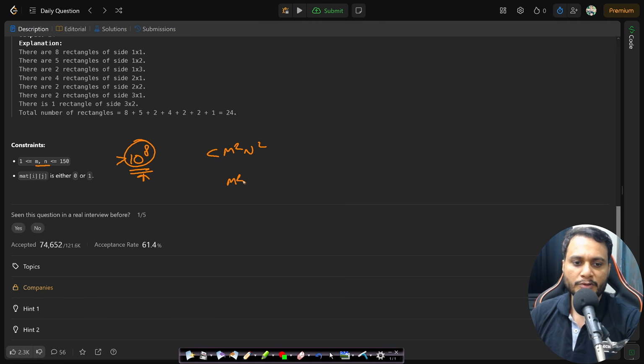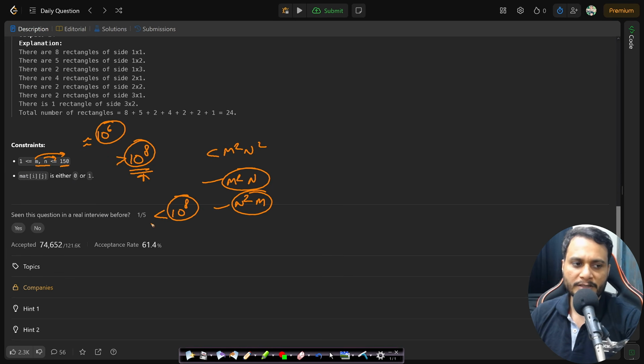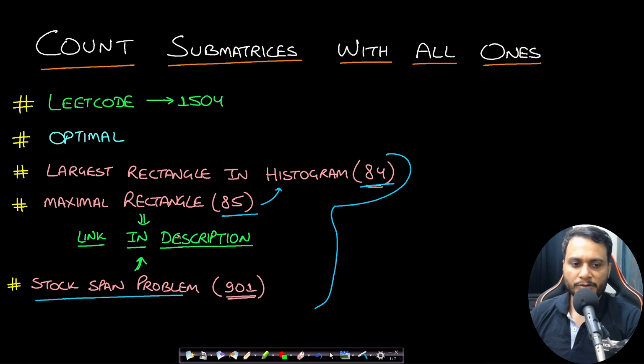If you write an m square n algorithm or an n square m algorithm, then this is going to pass. This is going to pass because if you calculate considering both m and n to be the max value of 150, it will come around 10 to the power of 6. You can just calculate it, okay? So I have to just target that my total computations are less than 10 to the power 8 to pass within 1 second, right? So we will be looking at the optimal solution anyway.